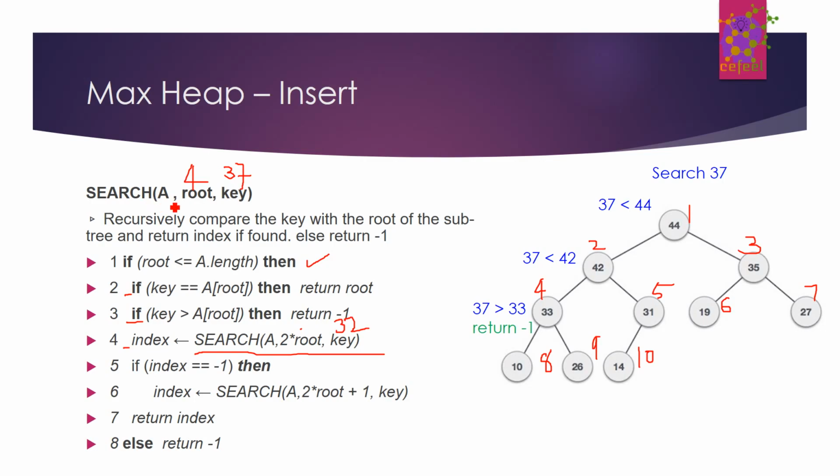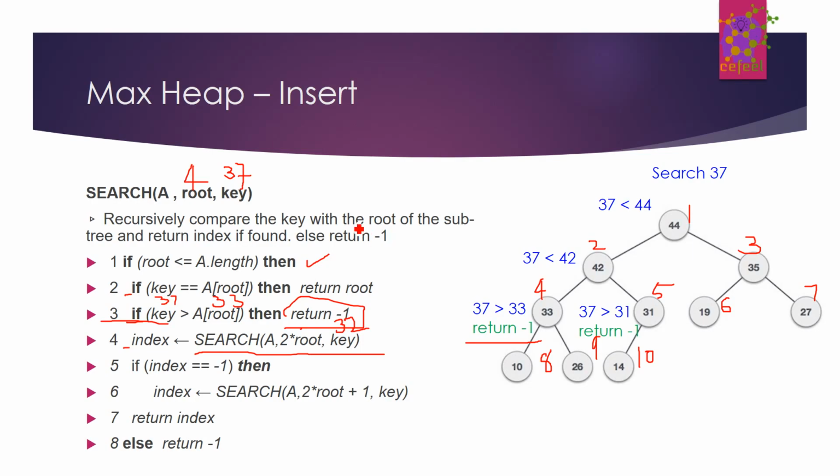In fact 37 is greater than 33, so step 3 will succeed, which means key, which is 37, is greater than 33. And since step 3 succeeds, there is no need to go further because my value 37 is already greater than 33. Definitely it will not be in its subtree, so we'll return back here. Hence we return -1 in this case.